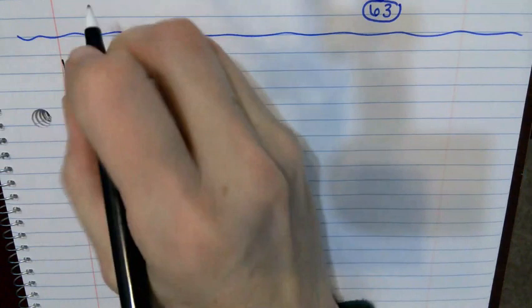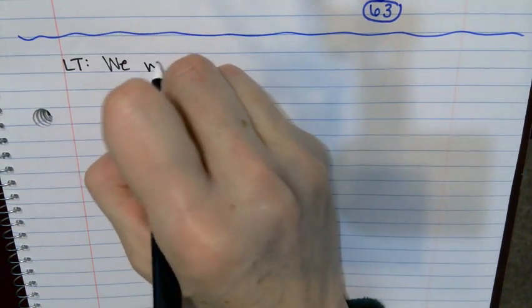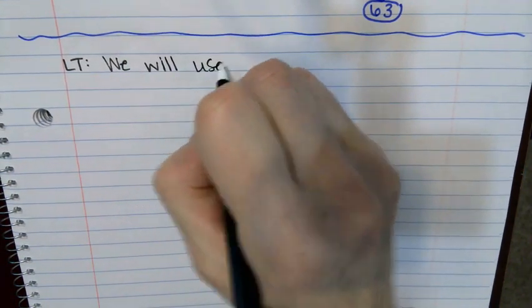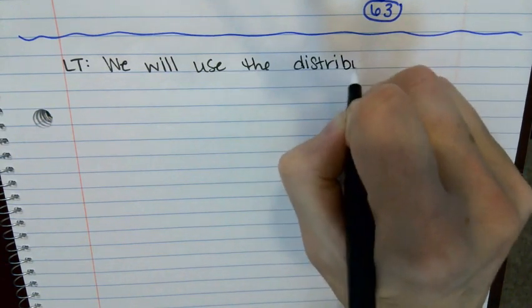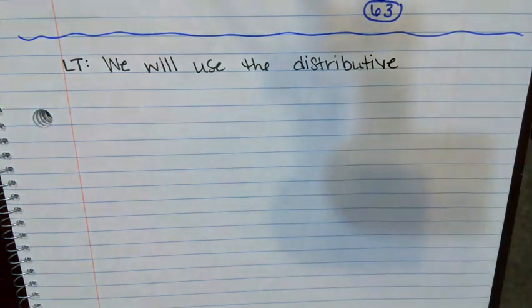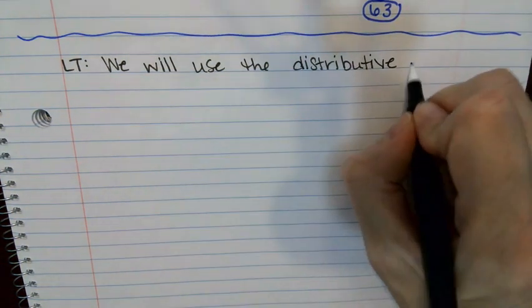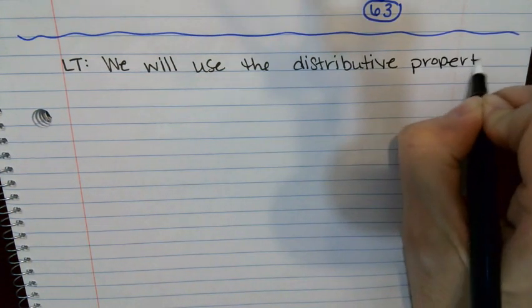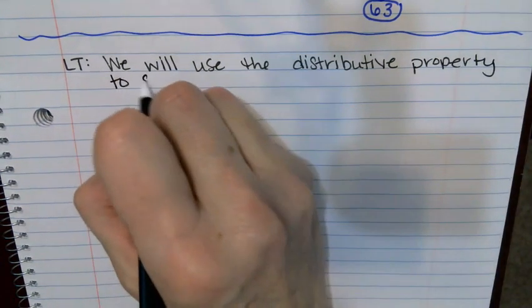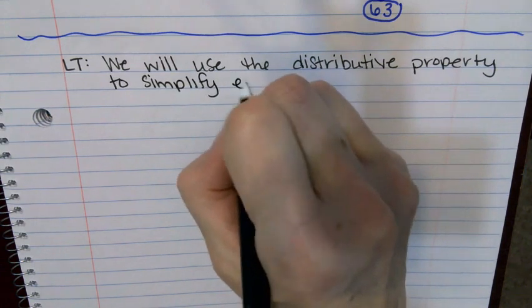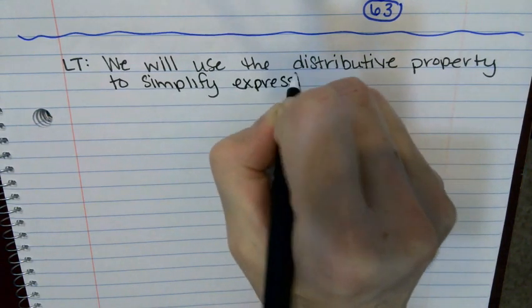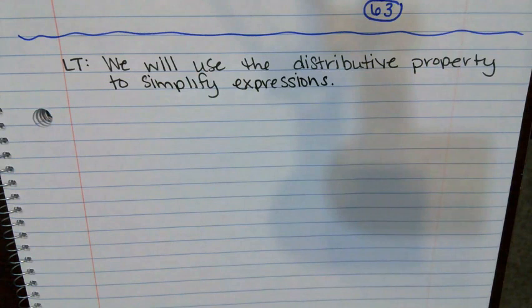So our learning target for today is we will use the distributive property. We learned what this was, but not how to use it. So today we learn how to use it to simplify expressions. Okay, and I'll start with numeric expressions, and then we will go to algebraic expressions.